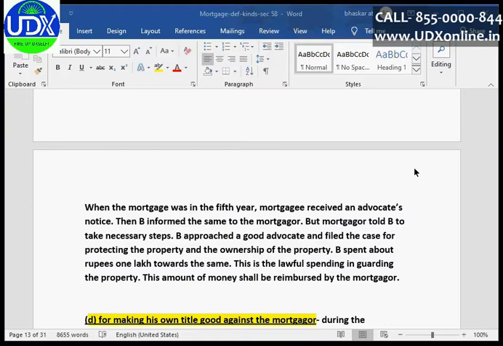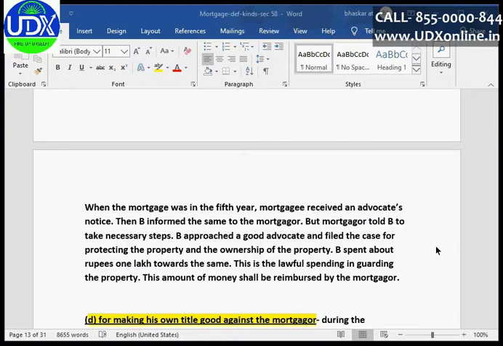When the mortgage is in the 5th year, the mortgagee received an advocate's notice. Some advocate has given the notice to the mortgagee. Then immediately Mr. B informed the same to the mortgager. But the mortgager told Mr. B, please take necessary steps. I can't take any action now. You are the mortgagee, Mr. B. Come on, you take an action.